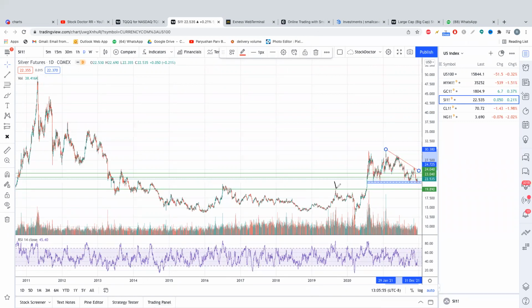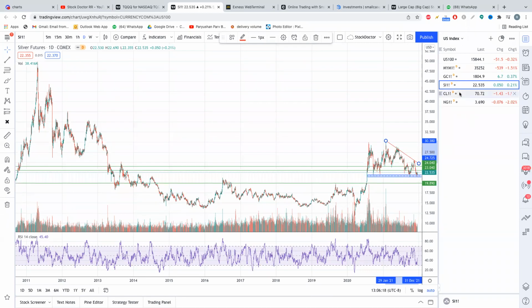It took the resistance here, came down. Took the resistance here and then went up. And here also you can see that it took the resistance and went down. So this is the most important line. Once it starts trading below that, silver is in the negative zone. Next we have crude oil.